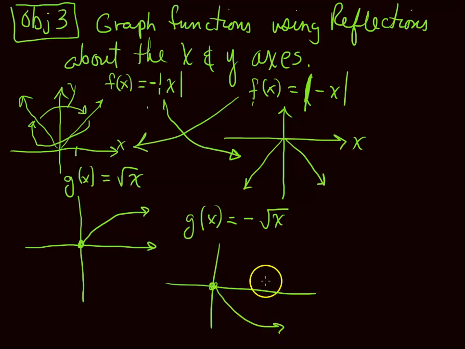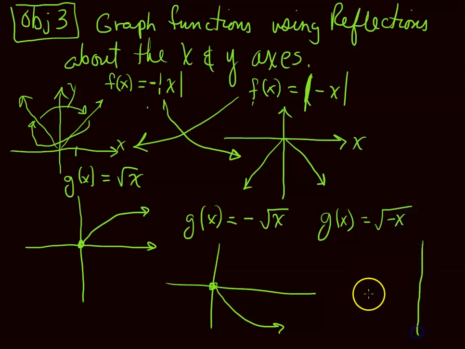It would flip vertically. g of x equal to the square root of negative x would flip horizontally. Instead of opening, in a sense, to the right, it would be up and to the left. Still up, but that would mean this would have flipped through the y-axis. It is a horizontal flip. So those are the reflections you would get.